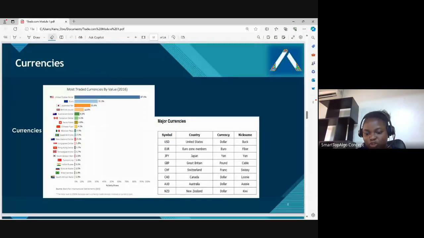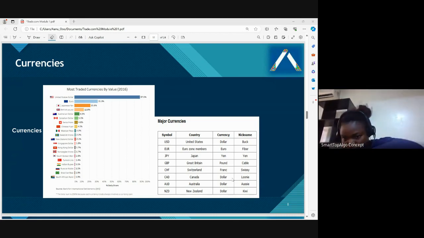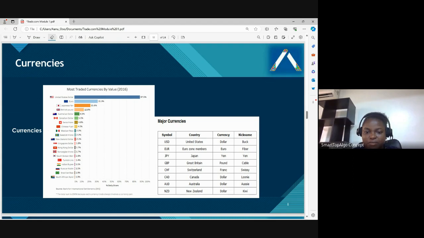So can we easily identify? Let me know. Based on my explanation, do you think you can easily identify a major currency pair? Yes or no? I'm not seeing our response, so I hope I'm not alone. Okay, perfect. Let's go on.